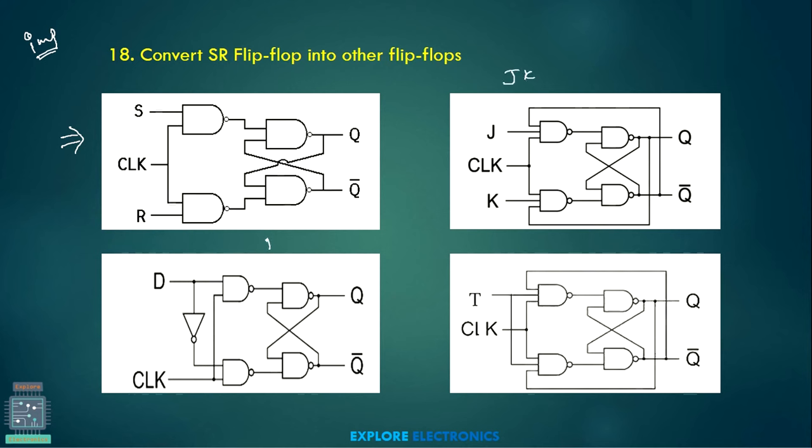Also, we can write D flip-flop using that. We can also write T flip-flop. Here you can see the difference. An SR flip-flop is converted into a JK flip-flop by changing the method of giving the feedback.